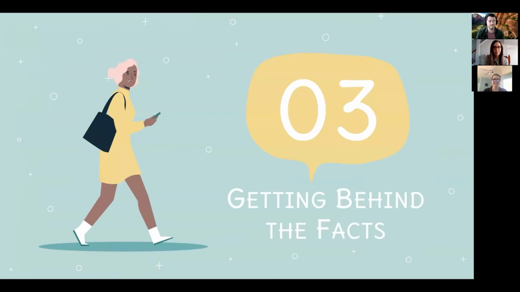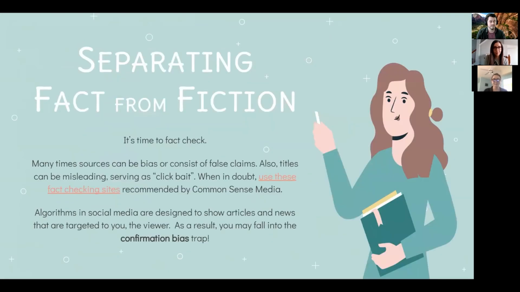Once we've managed to get ahead of our feelings, we can work on getting behind the facts. This means separating fact from fiction, or fact checking. Many times sources can be biased or consist of false claims. Titles can be misleading or serve as clickbait. When in doubt, use fact-checking sites such as these recommended by Common Sense Media.